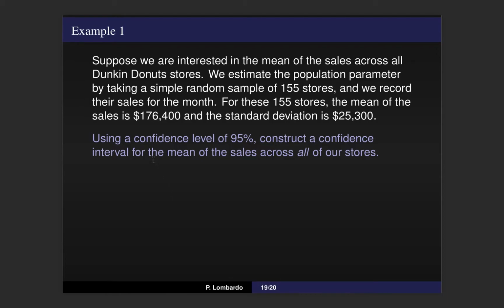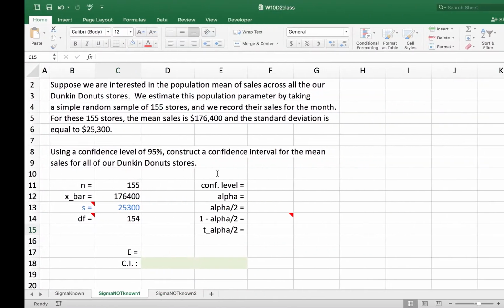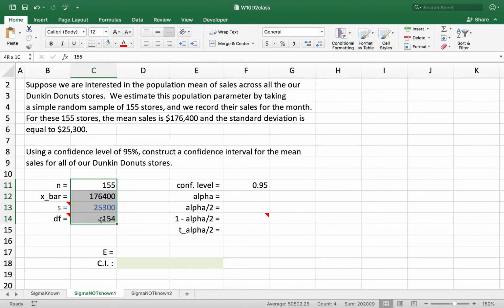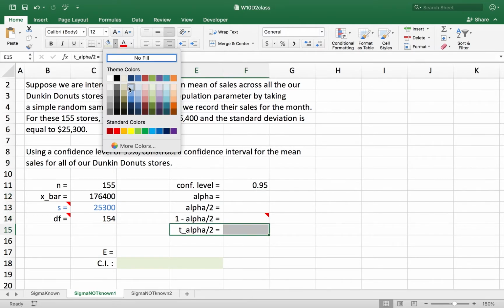Our last sentence: using a confidence level of 95%, construct a confidence interval for the mean of the sales across all of our stores. So we're told that our confidence level is 0.95. Okay. So we're armed with all the necessary sample information. We've extracted that from the paragraph. Now what we can do is use our confidence level to find this special t critical value that we need to know in order to compute our margin of error.